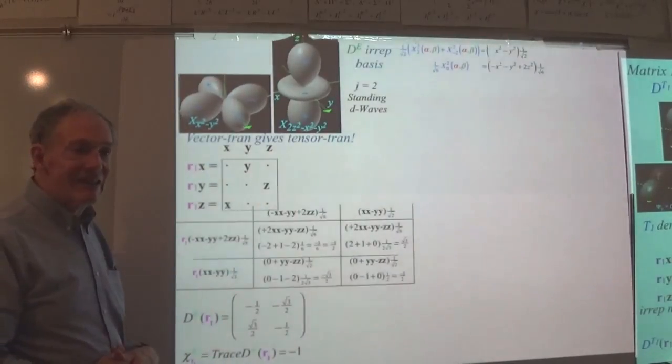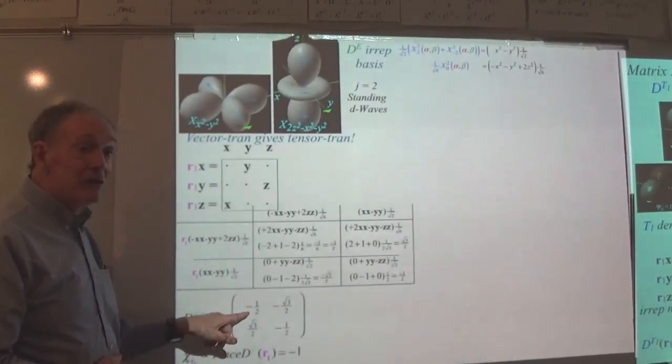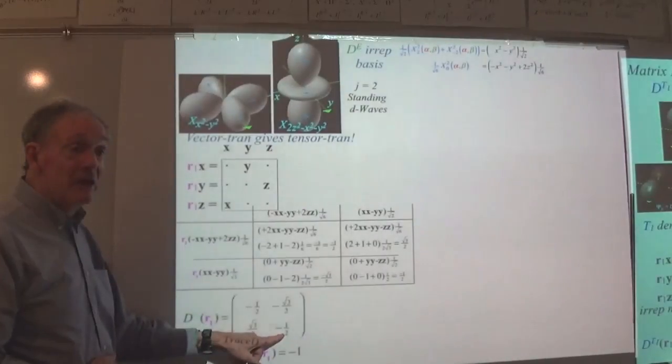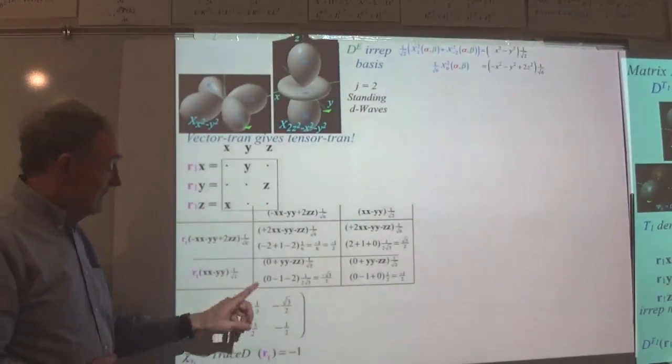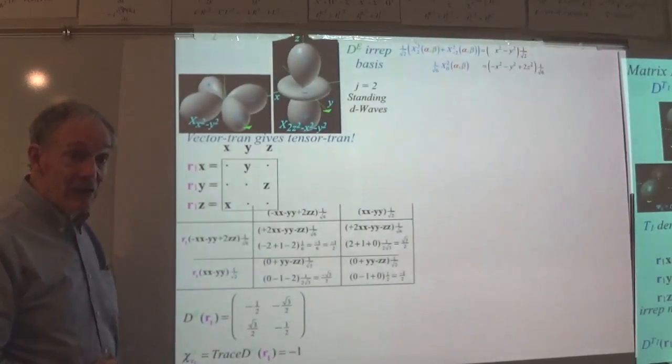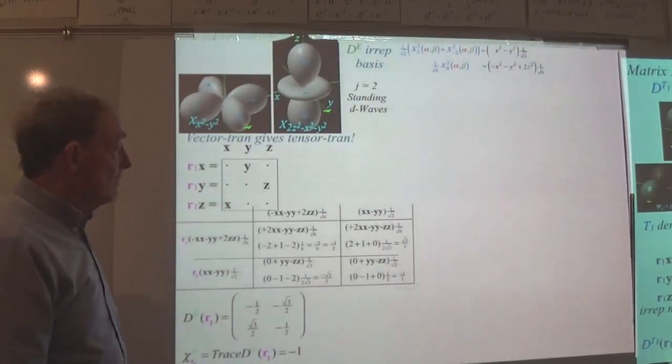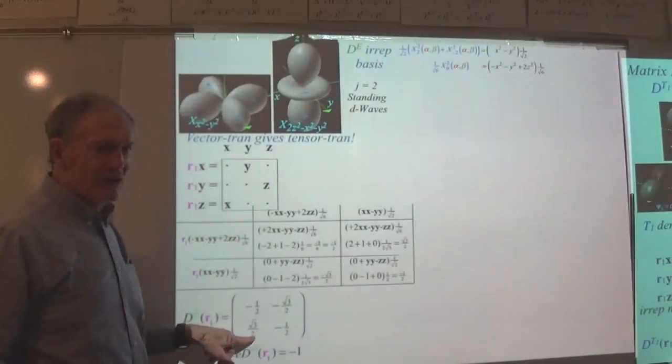It's a proper rotation. Cosine of 120, minus a half. Cosine, minus a half. Minus the sine and plus the sine, right? So we really didn't need all this to get this, right?